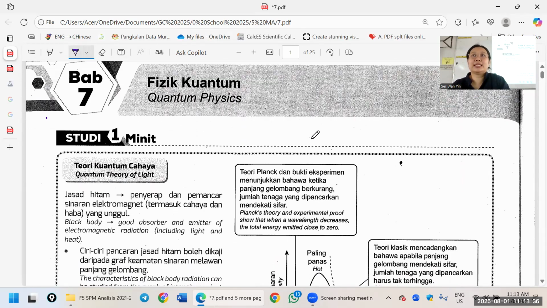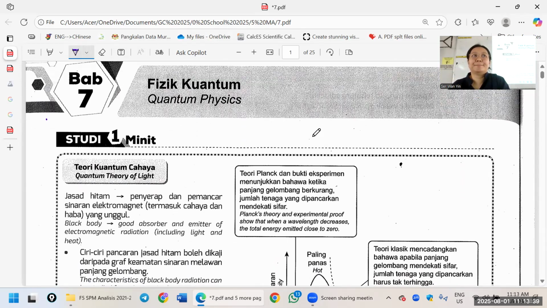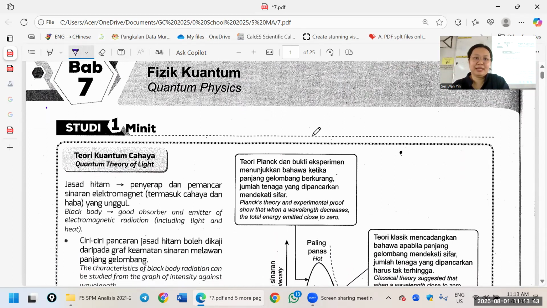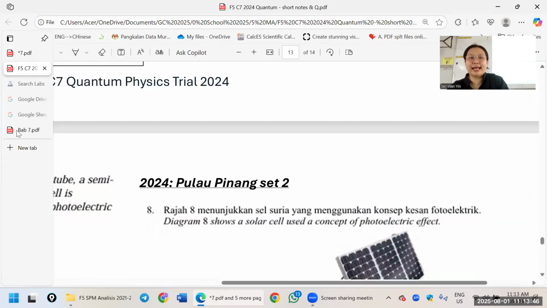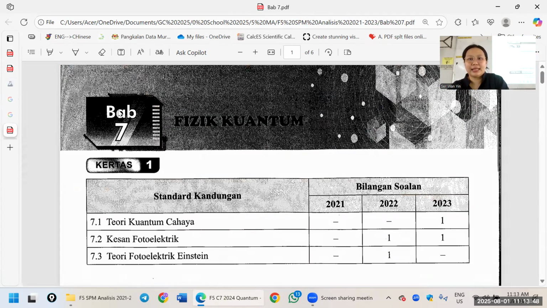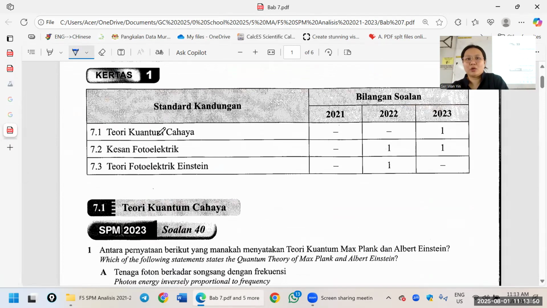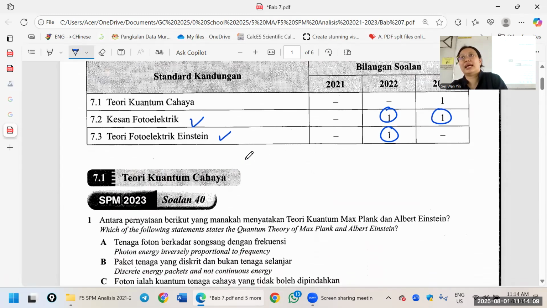We can see actually, if we look at the analysis of SPM first, you will see quantum theory of light, only one question, but photoelectric effect for Einstein and normal photoelectric effect got 3 questions. So I'll focus on photoelectric effect first.